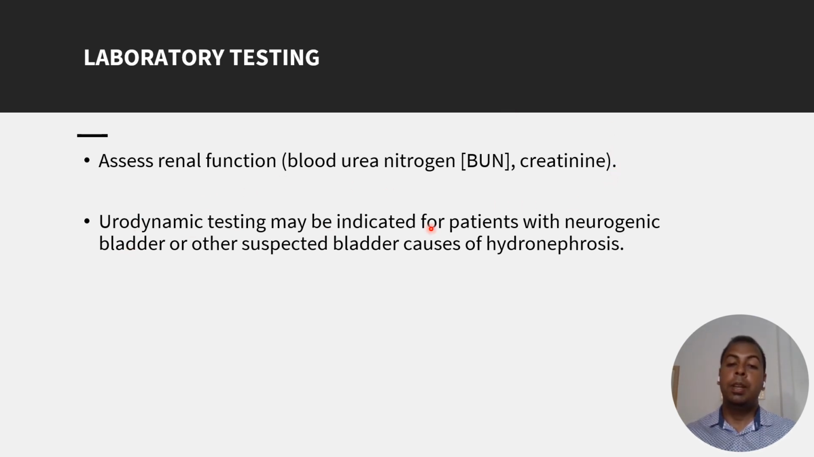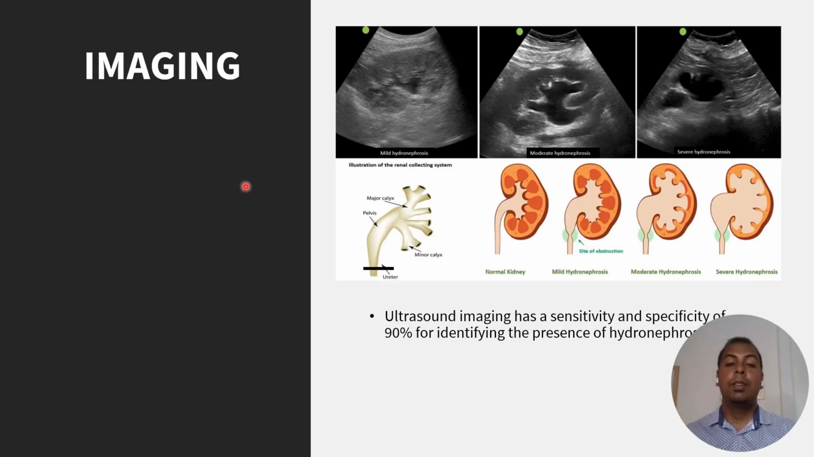Urodynamic testing may be indicated for patients with neurogenic bladder or suspected bladder causes of hydronephrosis. Maybe if a patient had a spinal cord injury, we may suspect a neurogenic bladder as a cause of the patient's hydronephrosis. All right, so the different ways in which we could diagnose hydronephrosis using imaging is something that you need an appreciation of. The first modality we're going to look at is ultrasound.